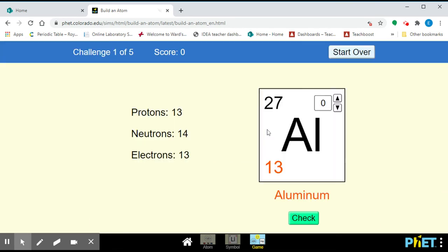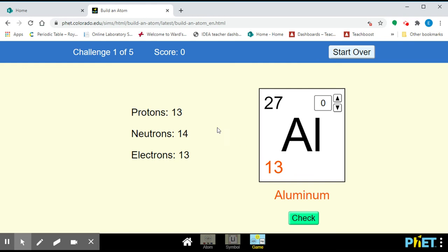For the isotope notation, remember the number in the top left is your mass. This is protons plus neutrons. The number in the top right is your charge. This is protons minus electrons. And the number in the bottom right is your protons.